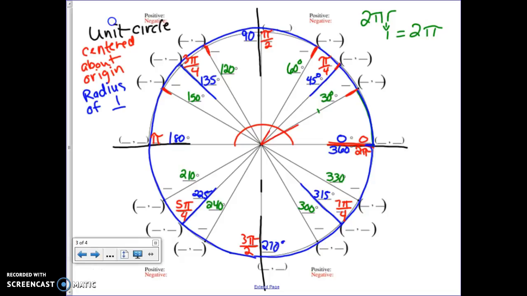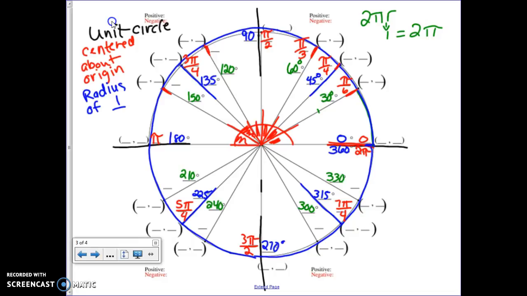So here's 1, 2, 3. So 1, 2, 3, 4, 5, and 6. Okay, so 6 slots. So pi, you're splitting it into 6 pieces. So here, this first one would be pi over 6. Okay, and then the next one would be 2 pi over 6. And if you think of 2 pi over 6, that reduces to pi over 3.